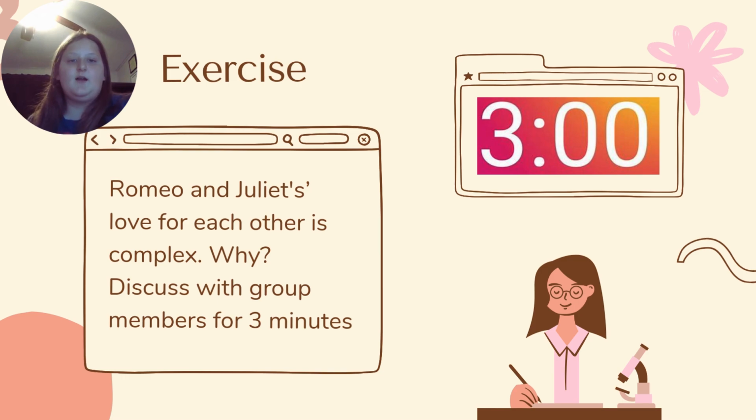Before we start reading, we're going to do a short exercise. We need to figure out why Romeo and Juliet's love for each other was so complex. Students will discuss for 3 minutes in groups.